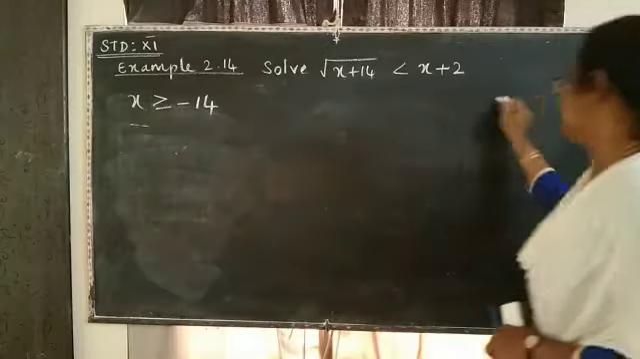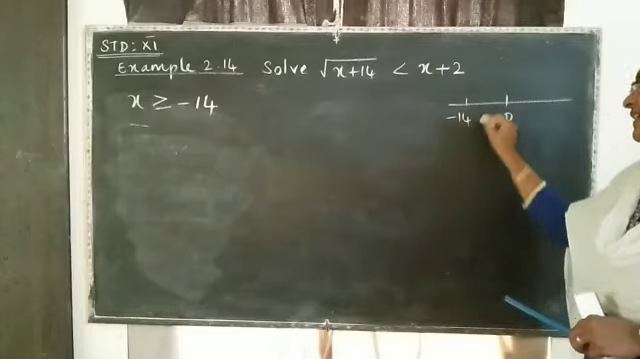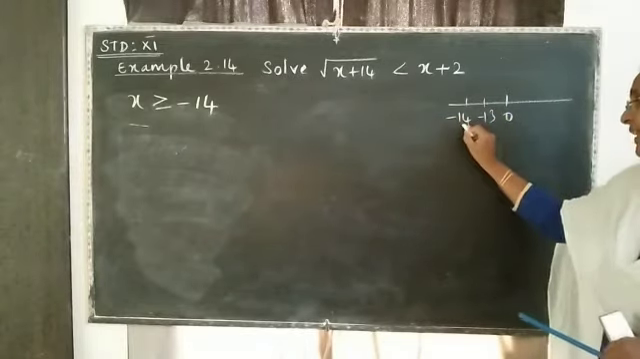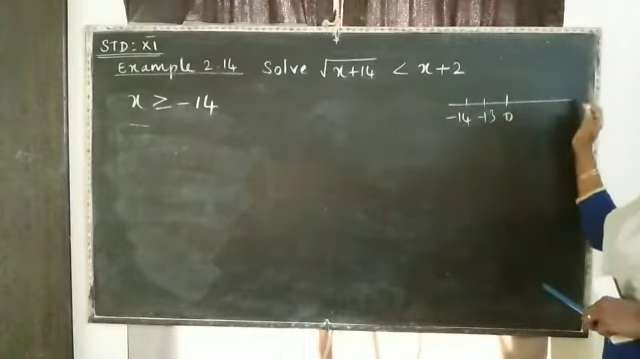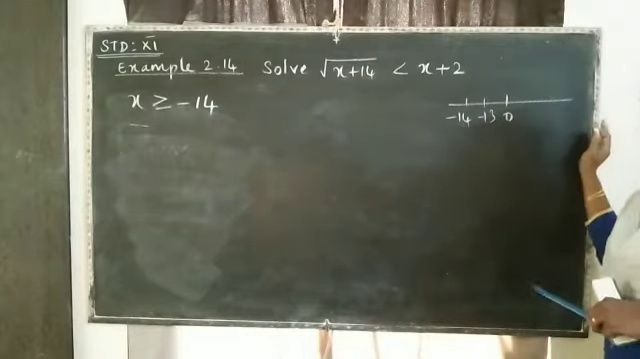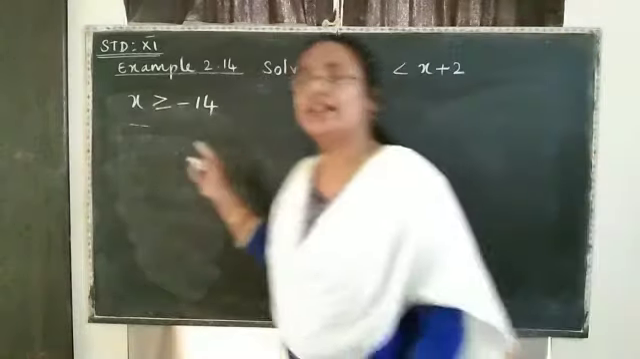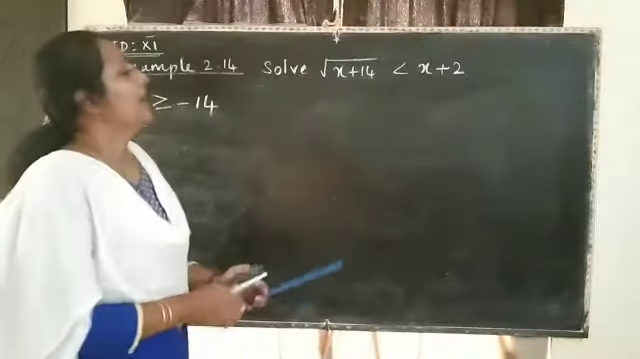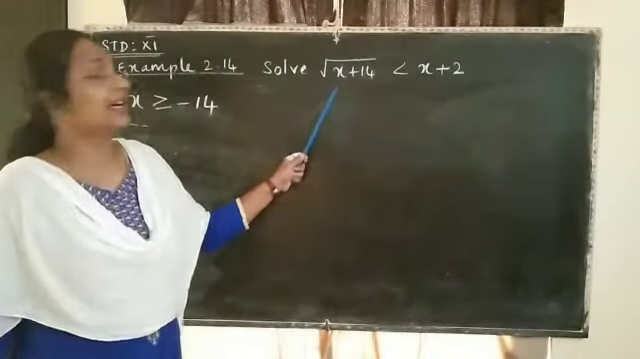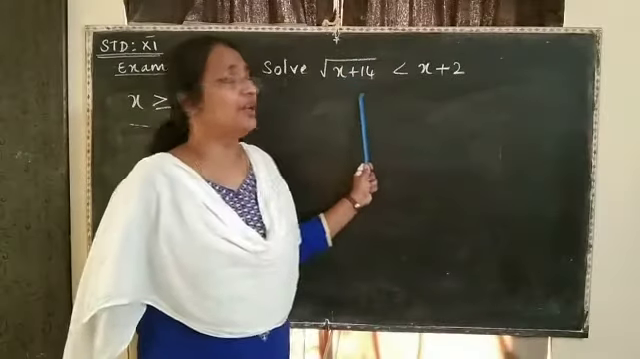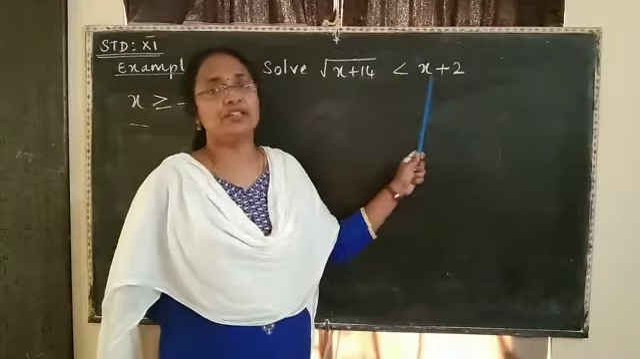Now look into this real line. Minus 13 is a bigger value than minus 14. If it goes towards this side, this becomes a greater value. That's why we have taken x is greater than or equal to minus 14. So if this side is greater than or equal to 0, then the element on the other side will definitely be greater than or equal to 0.